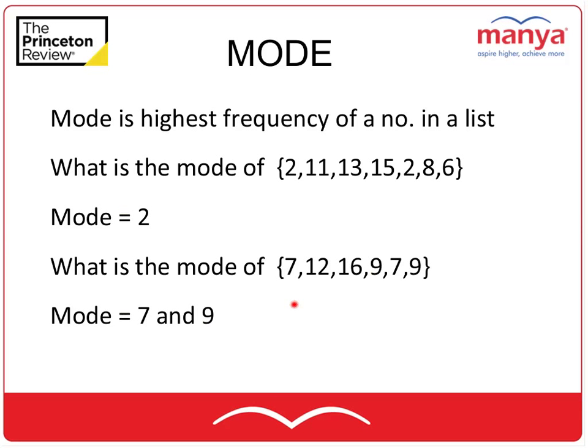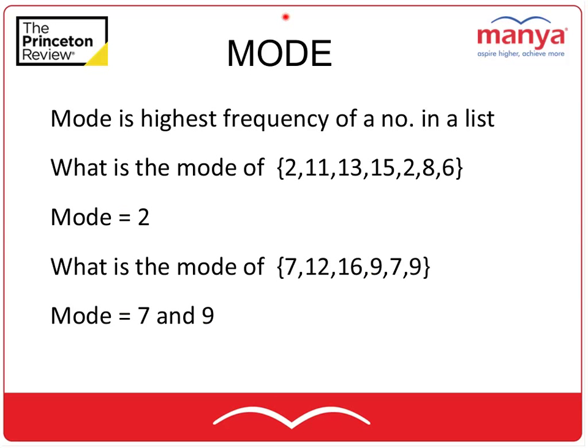And for example, if all the numbers appear only once, then what is going to be your mode? If all the numbers appear only once, what will be your mode? Can you just type in? Will you say 0 is the mode? It will be no mode. If all the numbers appear only once, there is no mode.